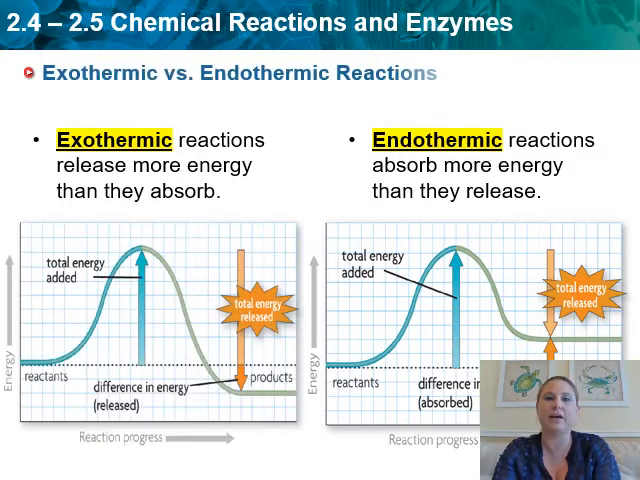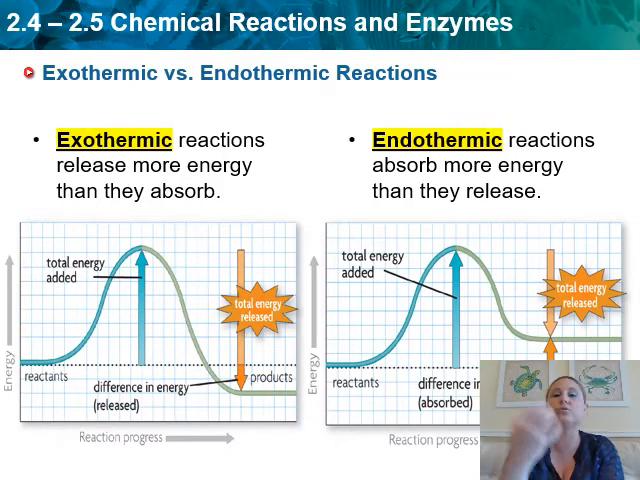And now we have exothermic reactions and endothermic reactions. In an exothermic reaction, they release more energy than they absorb. Exo, you can think exit. Exo, exit, is energy being released. It's exiting from the reaction. Endothermic, they absorb the energy. So endo, you can think like entering. They're absorbing the energy. Okay, and then we have our reactions and our energy graphs down there.